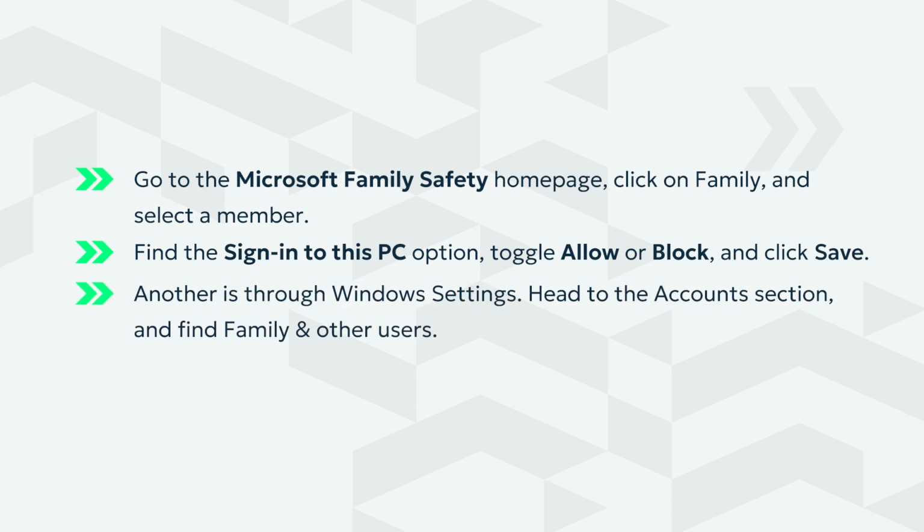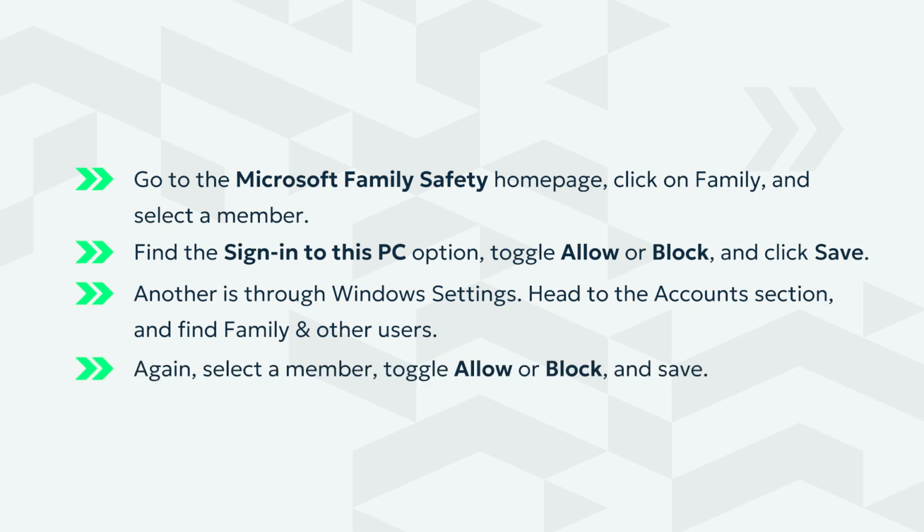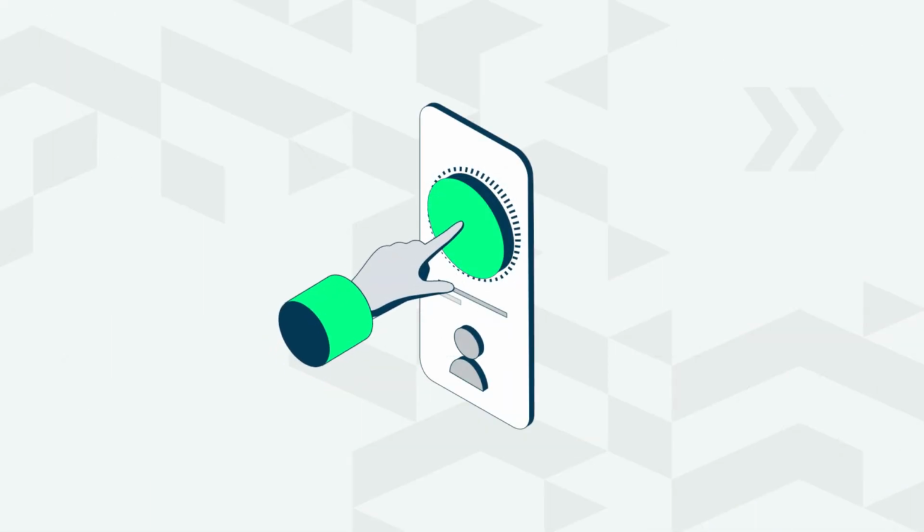Another is through Windows settings. Head to the Accounts section and find Family and Other Users. Again, select a member, toggle Allow or Block, and save. Do note that this method requires admin controls under the account's official family organizer.